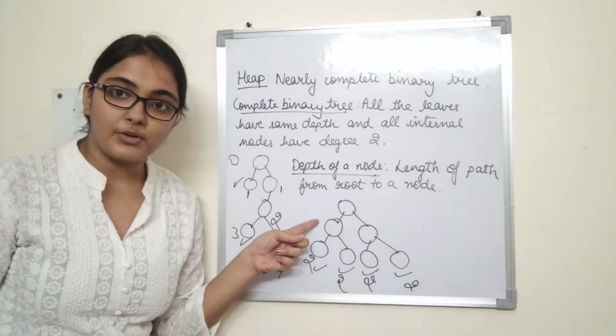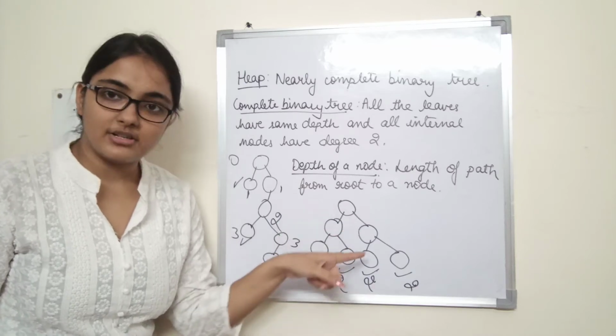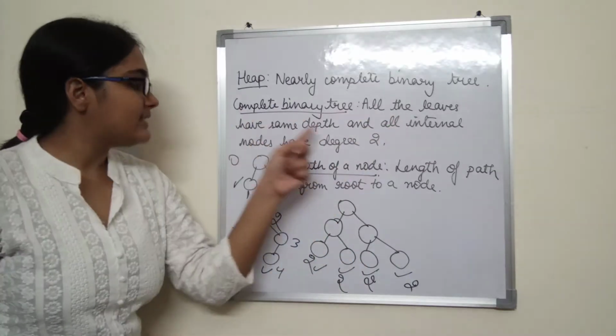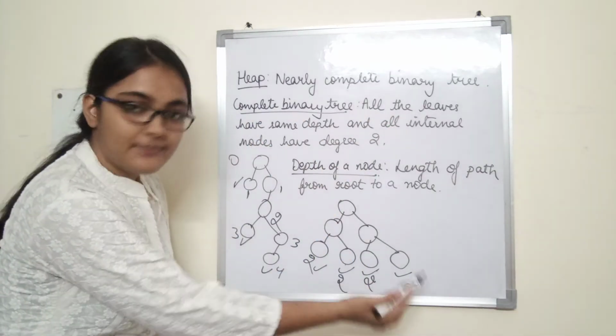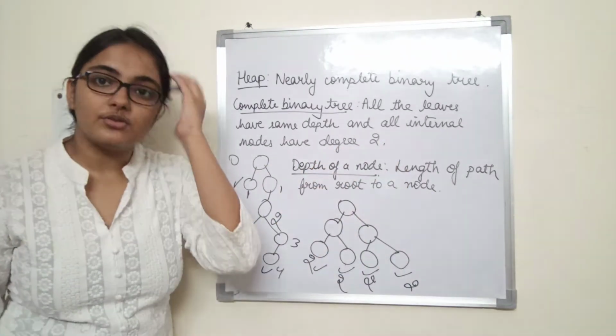Is this a leaf? No, because it has children. Is this a leaf? No, because it has children. Is this a leaf? No, because it has children. So these are internal nodes. And what is the definition? All the leaves have the same depth, and also all internal nodes have degree 2.